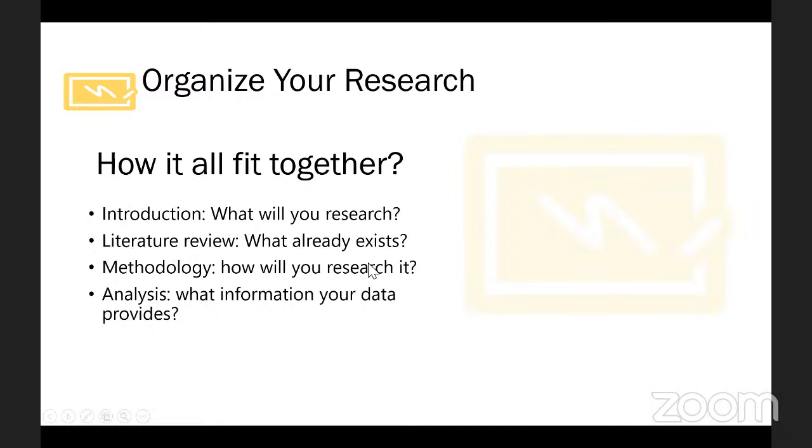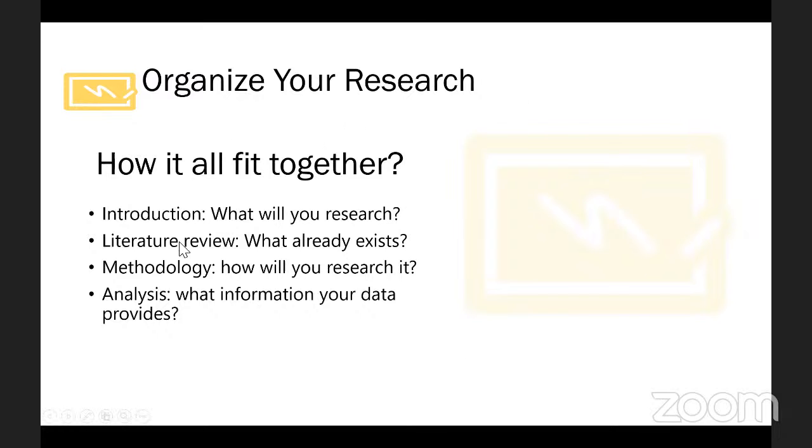And the next one is the literature review, what already exists. You will read and get to know what already exists in the field, and you will write about it. And methodology is how you will research it. Every researcher has their own method to conduct the research, so you will write all about your methodology. And then analysis, what information your data provides you. So in your research article, more or less, you will be able to write all about it.